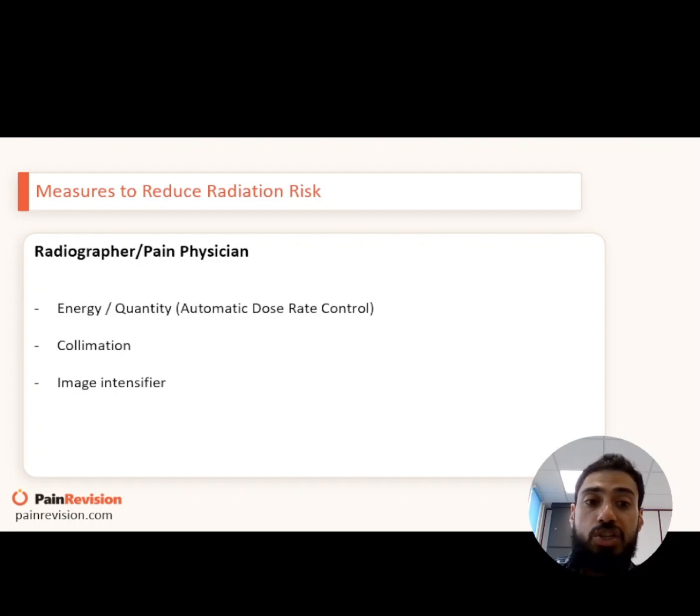The other is collimation. Always make sure to collimate. That basically reduces the amount of scatter. And then finally, the image intensifier, which relates to the position of the image intensifier and the X-ray source in relation to the operator themselves.